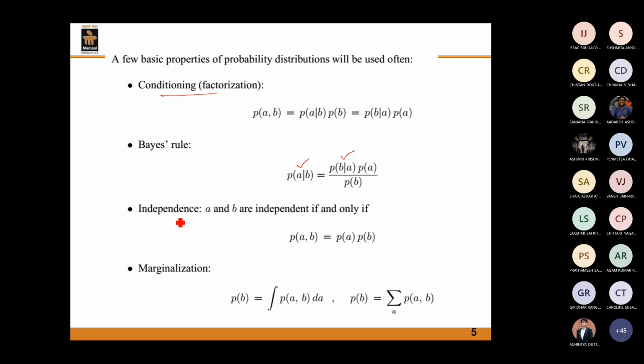Now, another formula is the independence formula, where I say that A and B are independent if and only if the joint probability between A and B can be written as P of A into P of B. That is the independence property. And the next property is marginalization, where I can say P of B can be written as the joint probability P of A, B integrated over A, or if I'm taking a summation, it is a summation over all A. So these four properties are something that you need to remember, and something that will be useful in the later slides also.